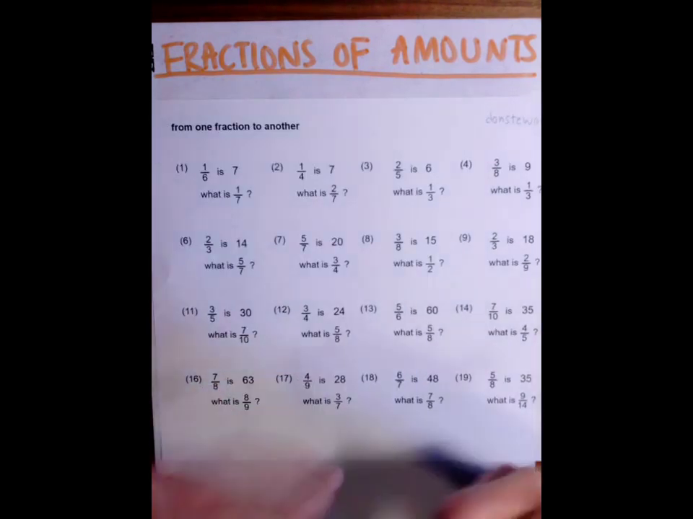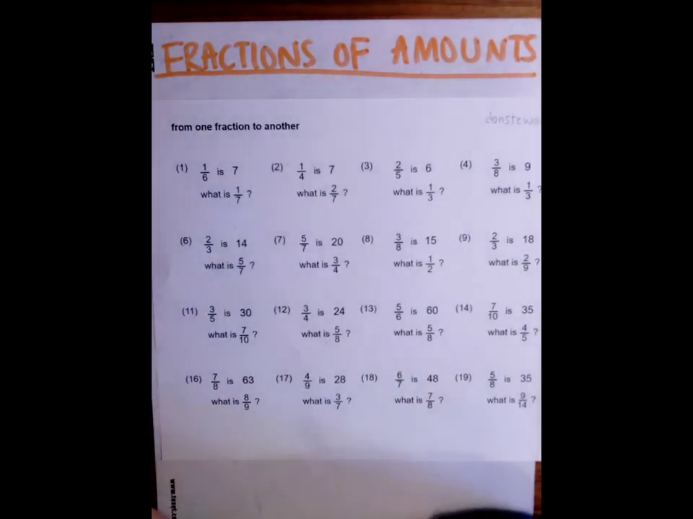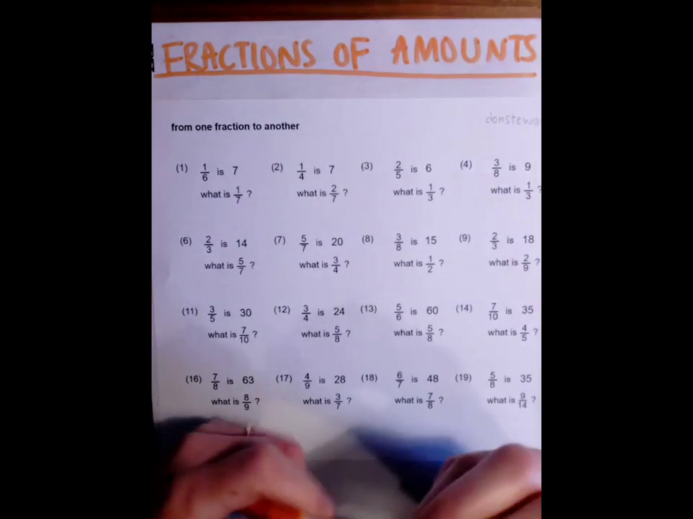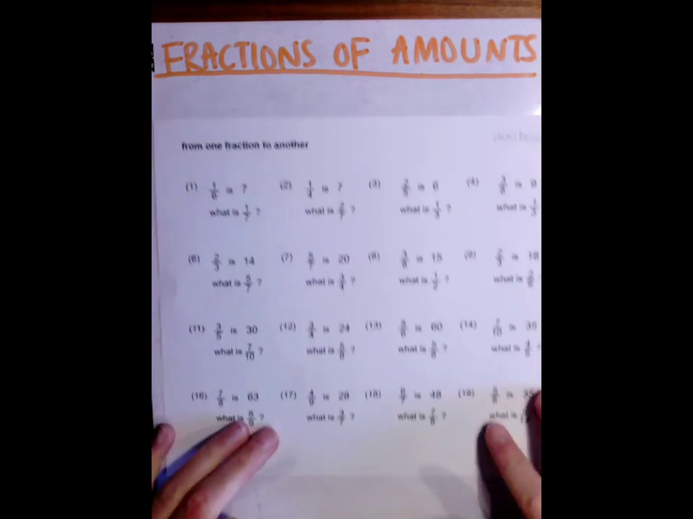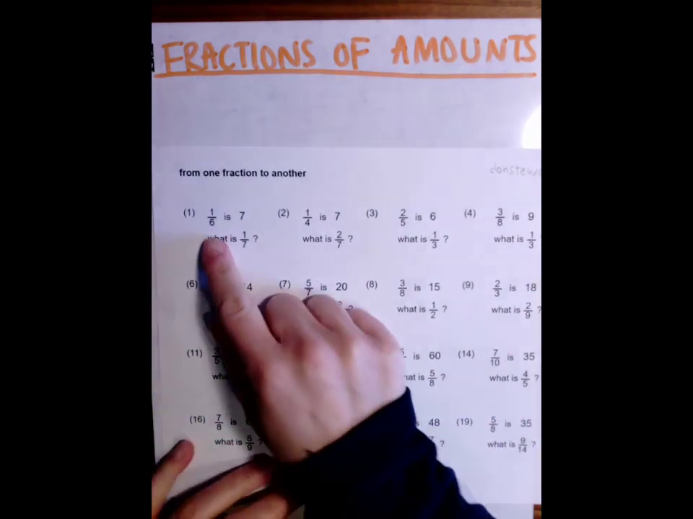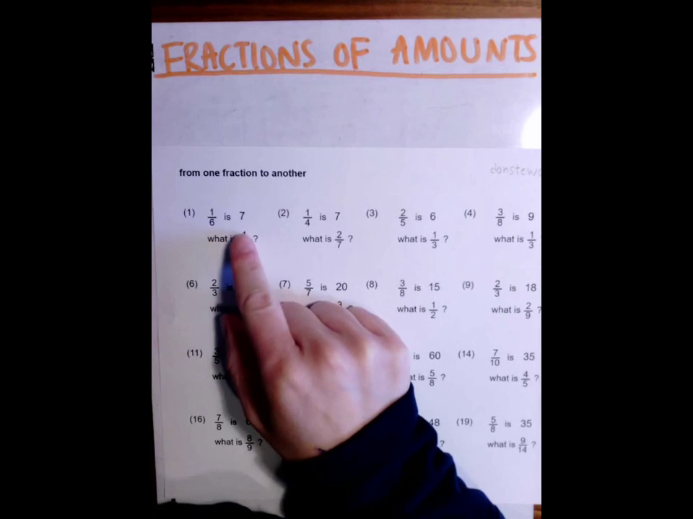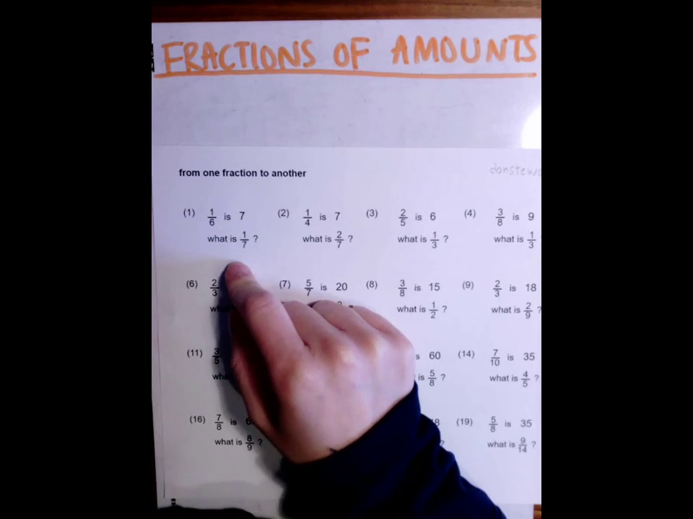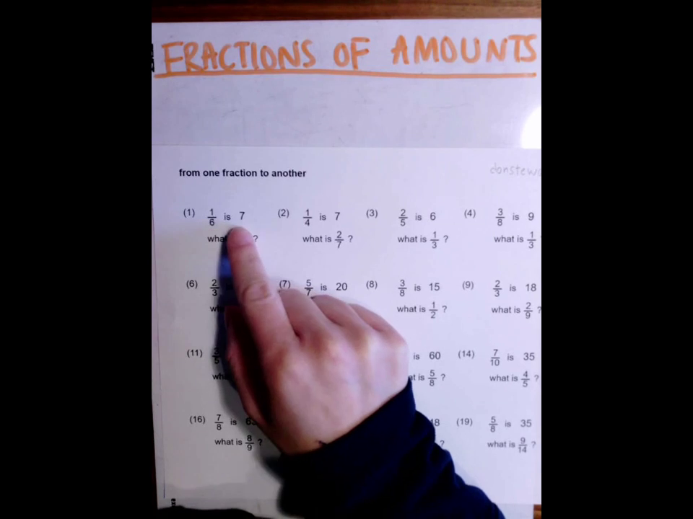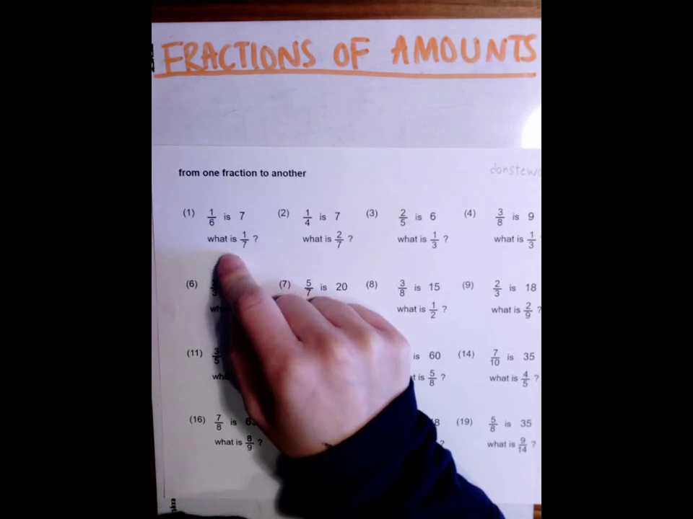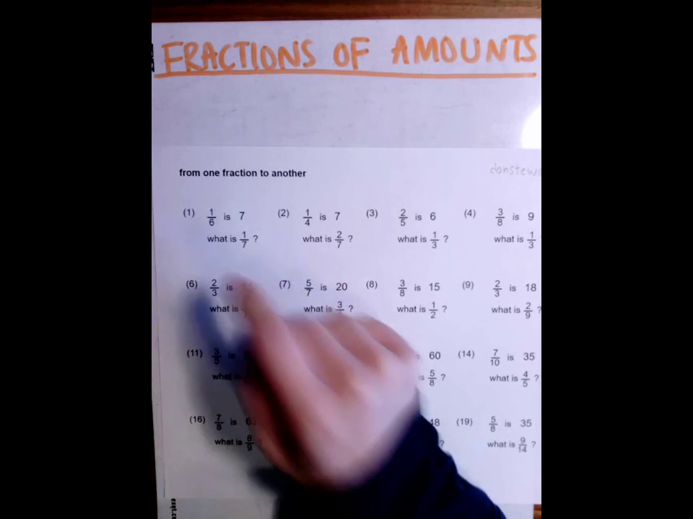Okay, so rather than just doing straightforward kind of find a fraction of a number, I thought we'd use this worksheet because it makes you think about the fractions a little bit more and shows you how using the bar model can be really useful. So I'm going to start with question 1, which says 1/6 is 7, what is 1/7? So essentially they're telling us we know what part of a number is worth, so 1/6 of a number is 7, and then we want to know what is 1/7 of that same number.